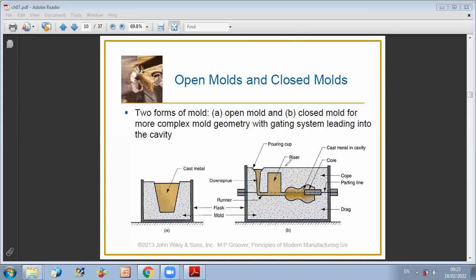As you can see, this configuration is much more complex than the open one. For the open one, you just have the flask, you just have your mold, and no need even for a runner, no need for a riser, because the geometry is quite simple. You directly pour your metal, it will directly fill the cavity, and at the end, when it solidifies, you turn it upside down and you remove your mold.